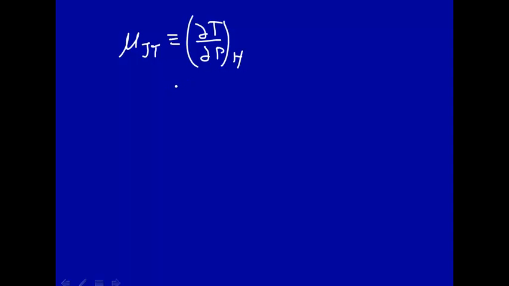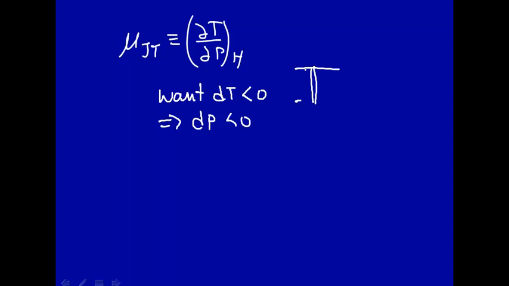Let's see, so we have a gas under some pressure, and we're going to shoot that out a porous plug, and we want the dT to be less than 0. And that implies that dP will be less than 0. So the idea is you have a piston here, some sort of porous plug. Here's a piston. We're going to shoot the gas out here, and we want this to cool the gas.